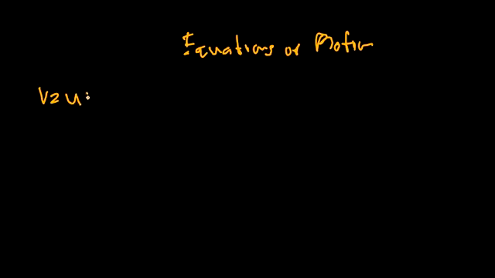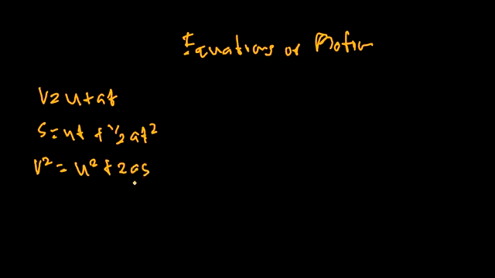These are the equations of motion that we have. The first is V = U + at. We have s = ut + ½at². We have v² = u² + 2as. Now, you might be wondering, what is the v? What is the u? Don't stress yourself.